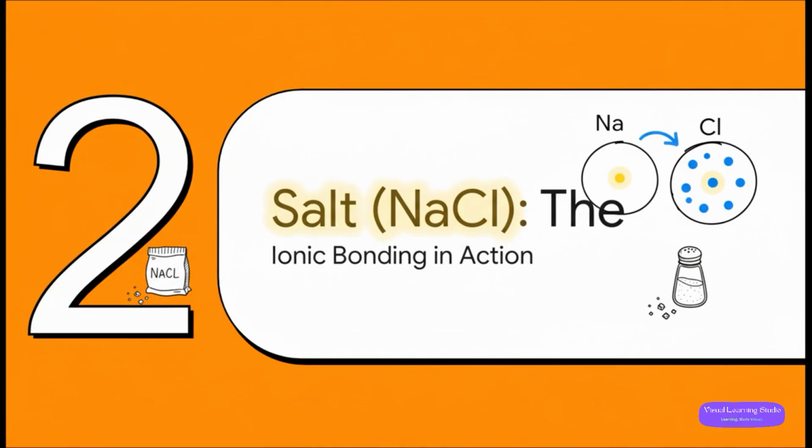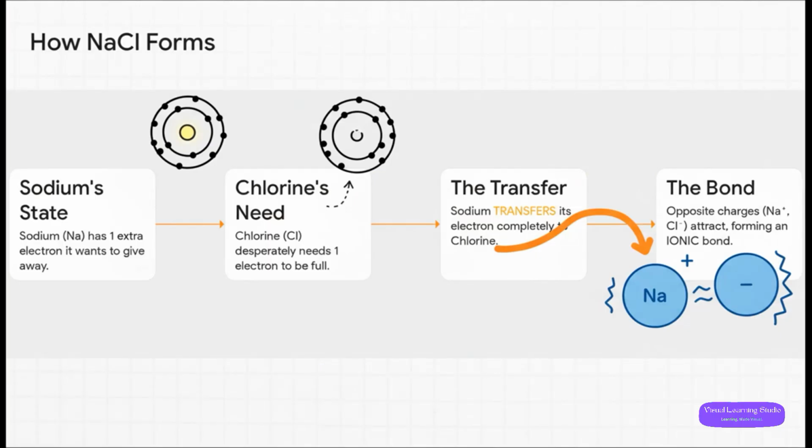All right, analogy time is over. Let's apply this to something you definitely know, table salt, or as chemists call it, sodium chloride. This is our classic giver scenario playing out in the real world. So here's what's happening at the atomic level. A sodium atom has this one single extra electron that it's just dying to get rid of. And over here, you have chlorine, which is just one electron short of being perfectly stable. It's a match made in heaven.